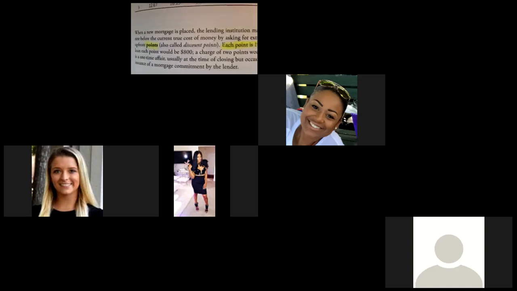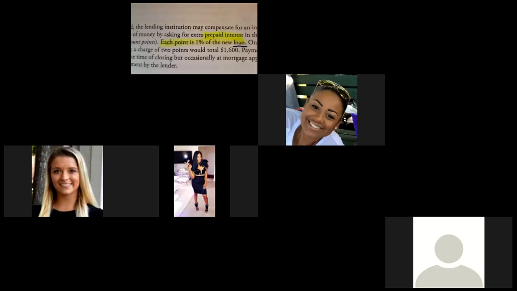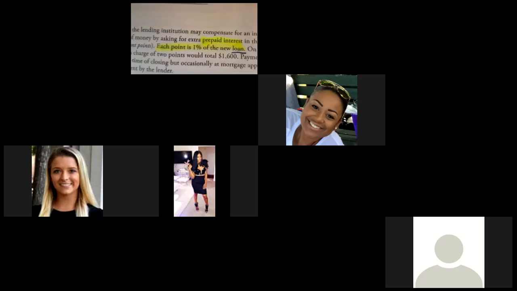All right, so look, you see on the third line, it says prepaid interest, and then below it, each point is 1% of the new loan. And at the beginning of the line, I have the word point highlighted. So a point is prepaid interest on the loan. Each point is 1% of the new loan.